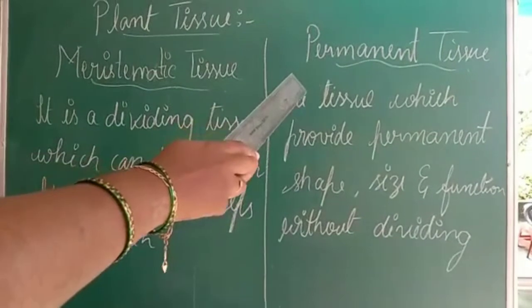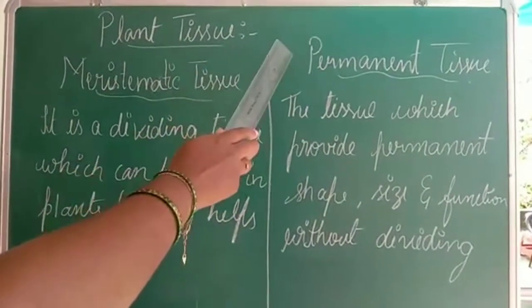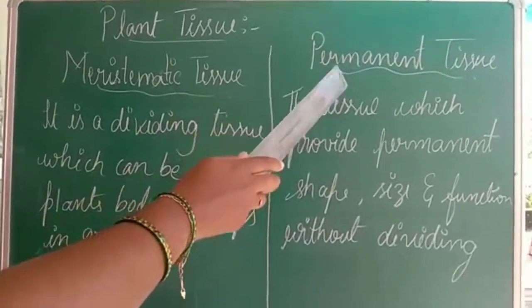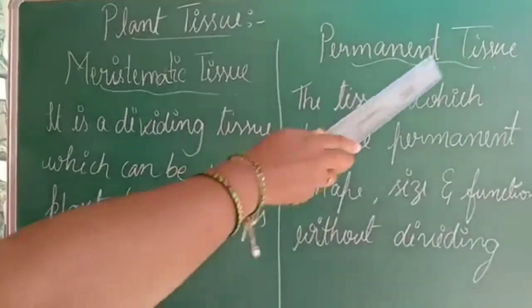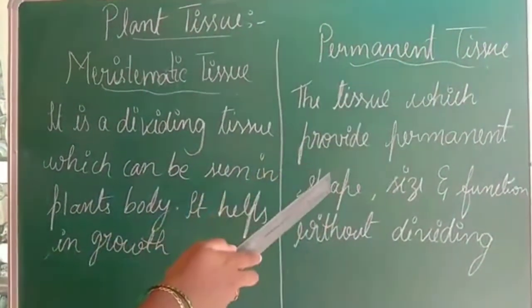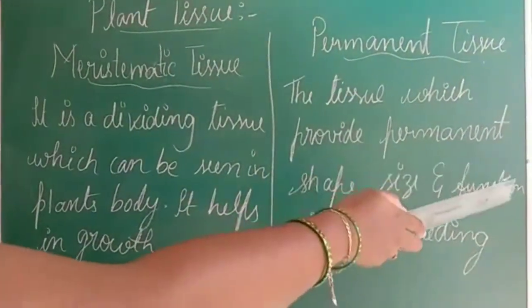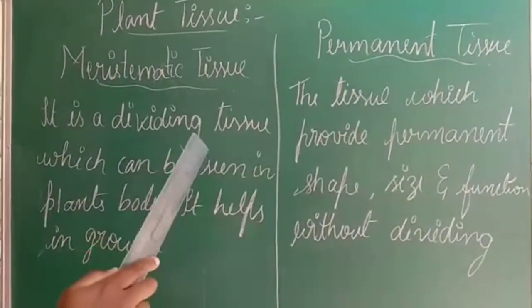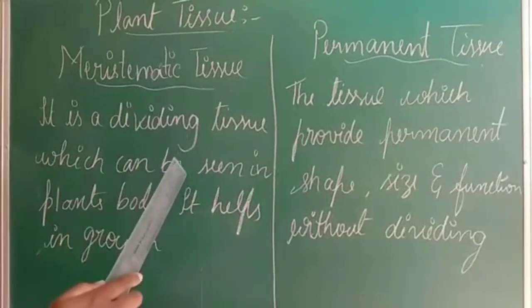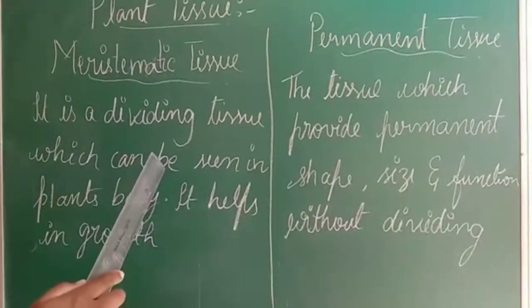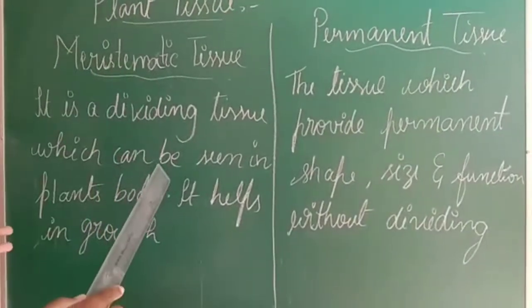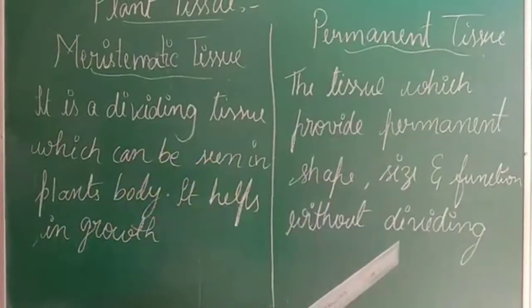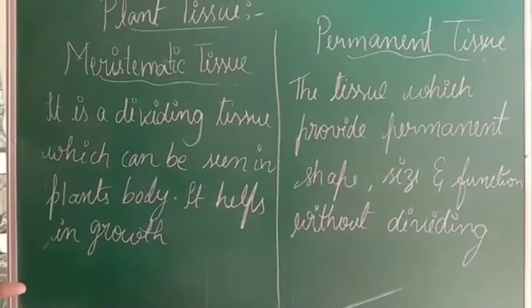Now coming to the second type of tissue, that is permanent tissue. Permanent tissue means the tissue which provides permanent shape, size and function without dividing. In meristematic tissue, dividing takes place, that is, division of cells takes place. But in permanent tissue, division will not take place.